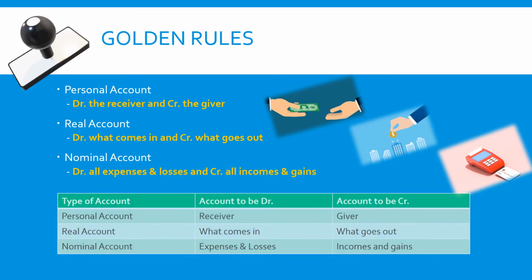Just to summarize, I've tried putting these points into a summary view, account wise. If it's a personal account, it's debit the receiver, credit the giver. Real account: debit what comes in, credit what goes out. Nominal account: debit the expenses and losses, and credit the incomes and gains. Hope this is very clear, but make sure you understand this very clearly, and if required, learn this by heart, because these are the rules on which the entire accounting system across the world is based.